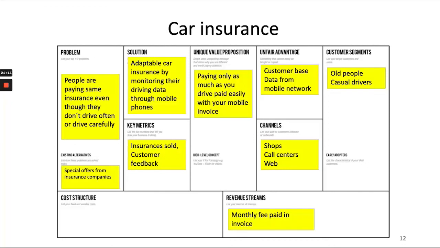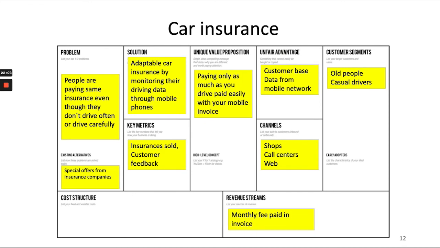This is an example from the company where I was and am working, where we did some idea validation, to see if it's worth the company's time and money to actually start developing the product. The idea was that there are people who are paying the same car insurance even though they don't drive as often as others. So there are people who are driving a car twice a month, and they're paying the same car insurance as people who are driving every day to work. And we identified that those are old people and casual drivers.